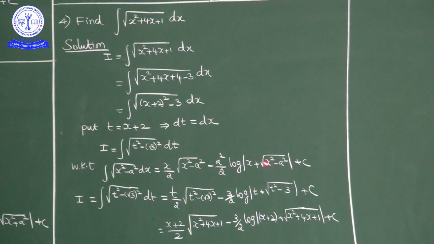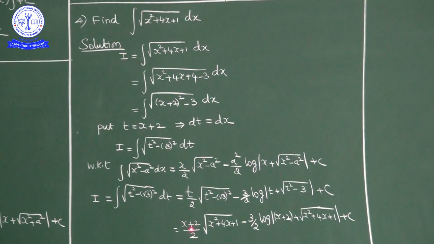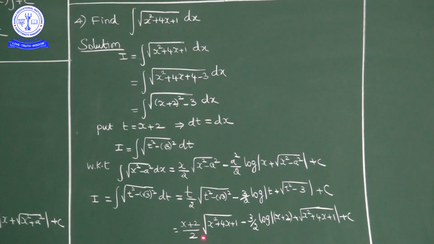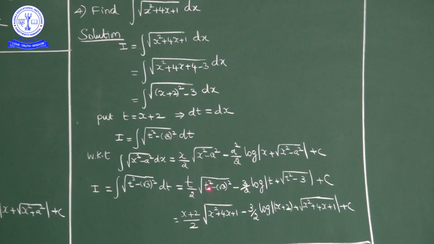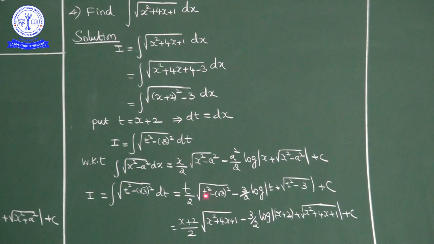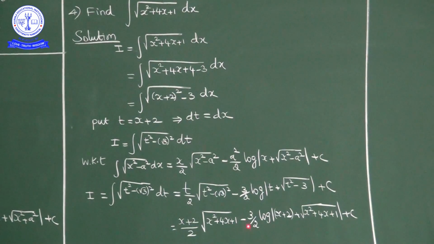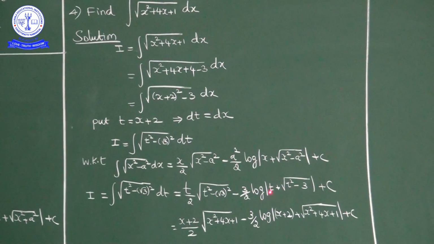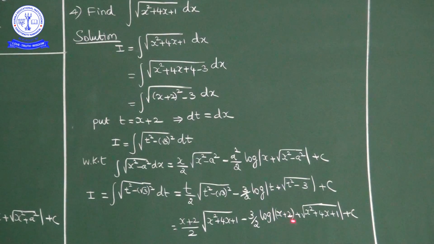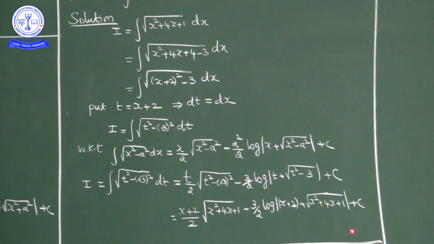Okay, by substituting x plus 2 in place of t, we will get the final answer as x plus 2 by 2 into square root of, after simplification, meaning in place of t writing x plus 2, so x plus 2 whole square minus 3, that is x square plus 4x plus 1. So under root x square plus 4x plus 1 minus 3 by 2 log mod, in place of t write x plus 2, log mod x plus 2 plus square root of x square plus 4x plus 1 plus c.